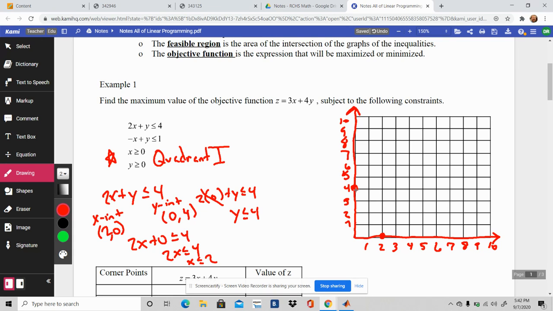I'm going to simplify this a little bit. I'm just going down 4 and to the right 2. So 4 over 2 can simplify to 2 over 1, so that means I could put another point right here. Then the best that I can, I'm going to connect those.